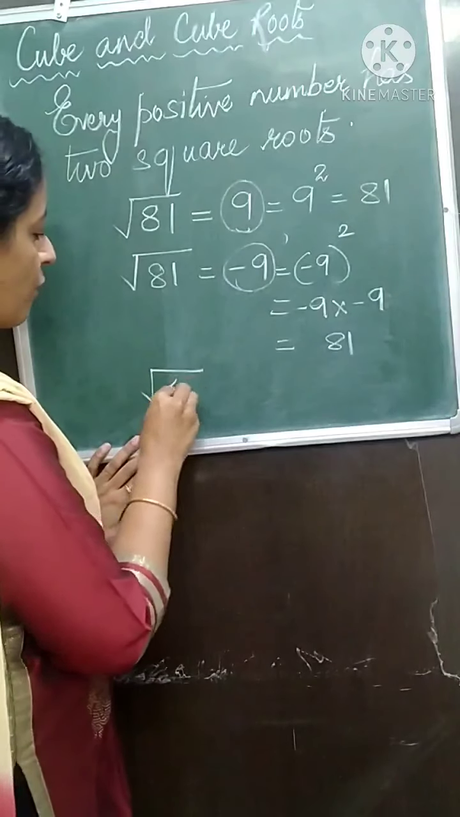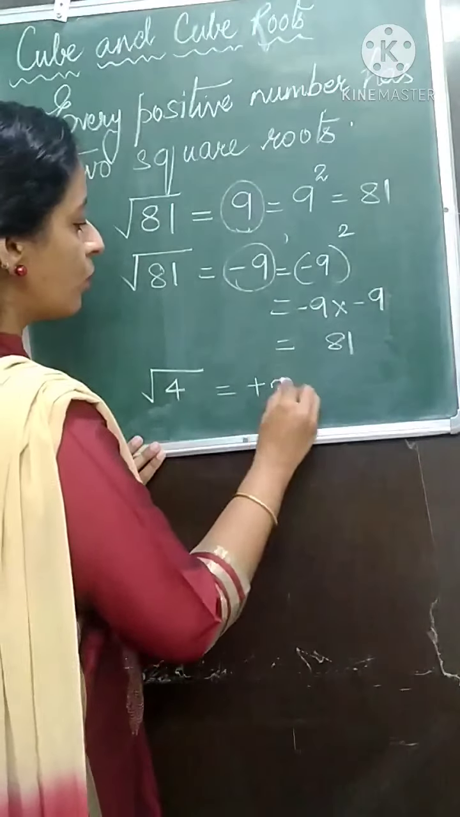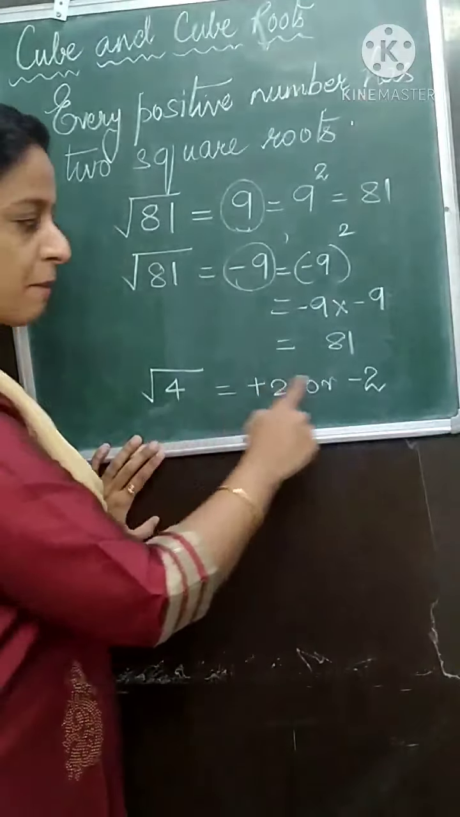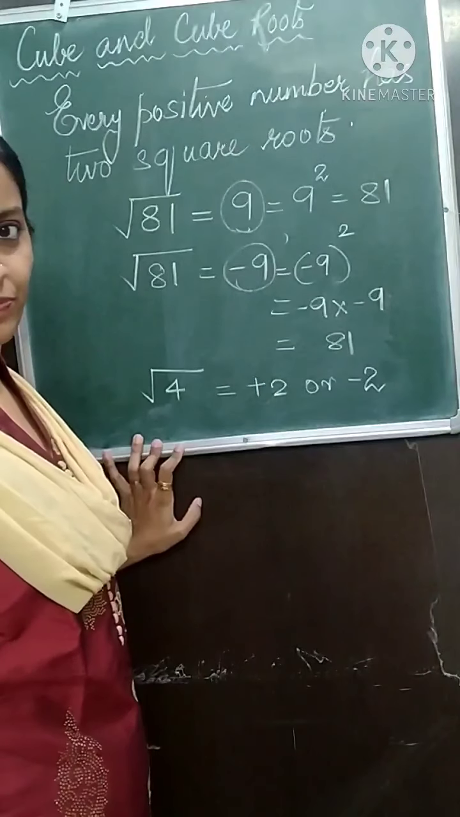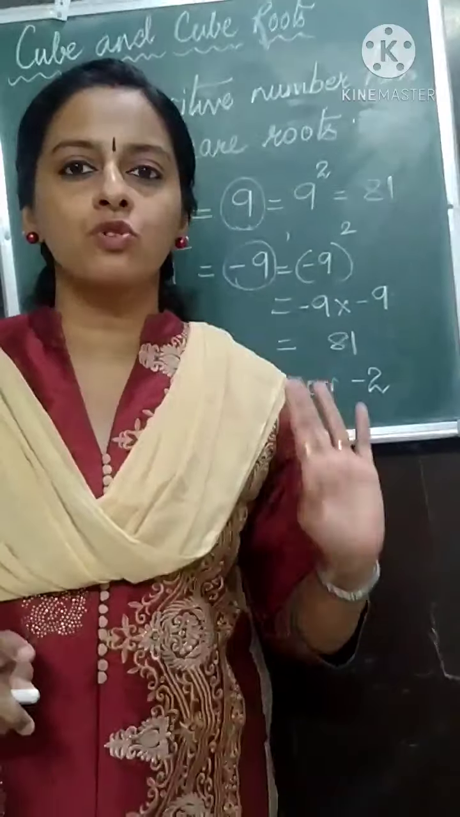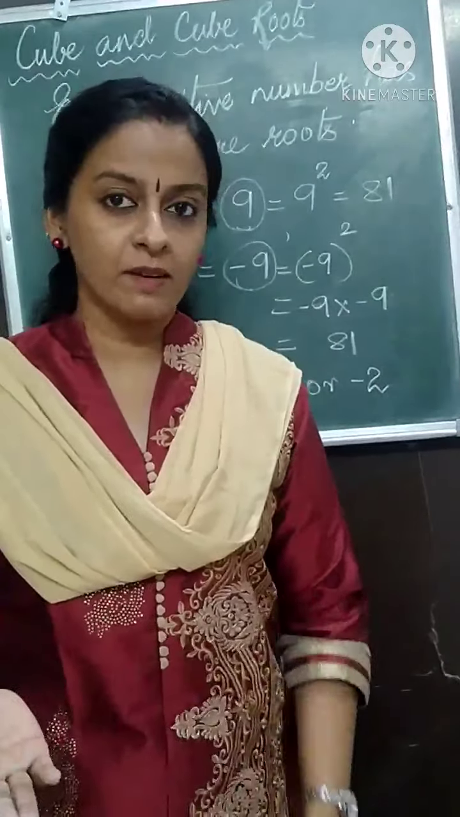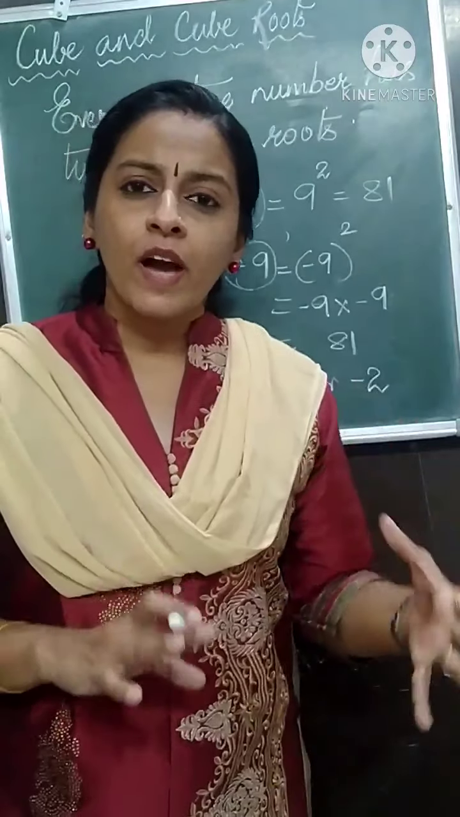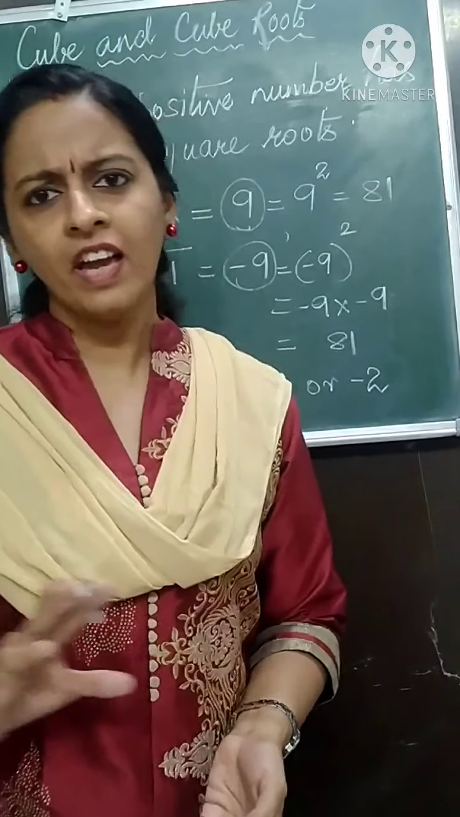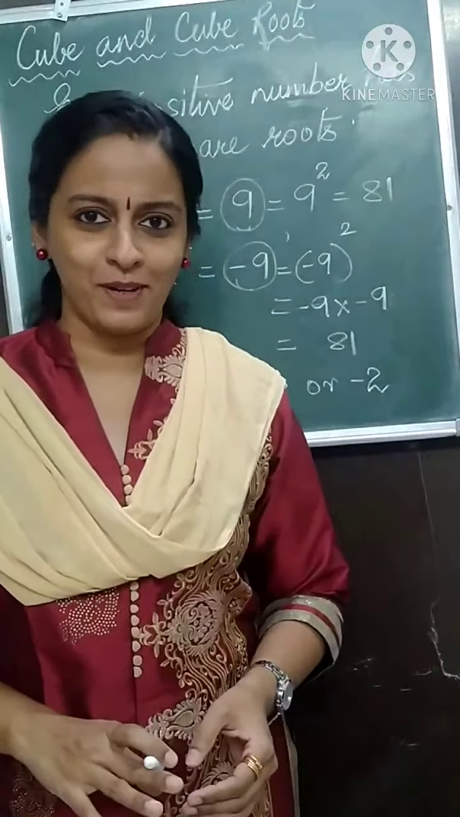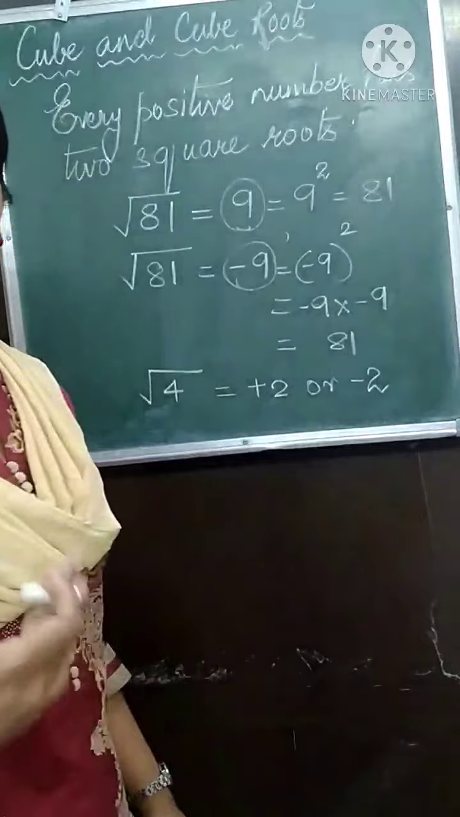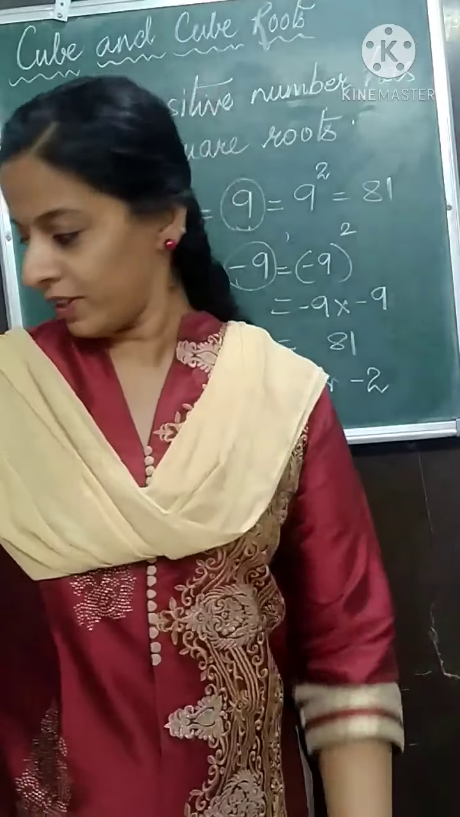Similarly, square root of 4 can be plus 2 or minus 2. Because 2 square is also 4, minus 2 square is also 4. Understood? So keep in mind, every positive number has 2 square roots. It can come as true or false or fill in the blanks. Then, square root of 0 will be 0. Okay? Another important property that you have to remember. Will you keep these things in your mind? Write it down in your book. Okay. Now, let us move on to cube and cube root.